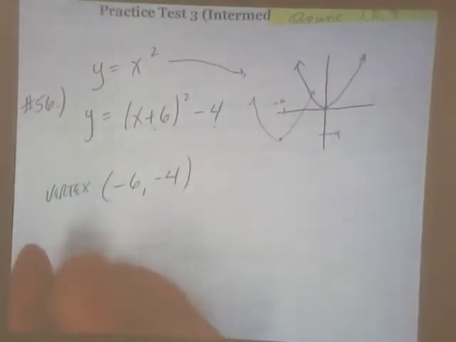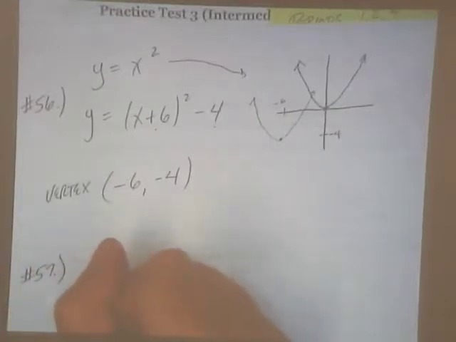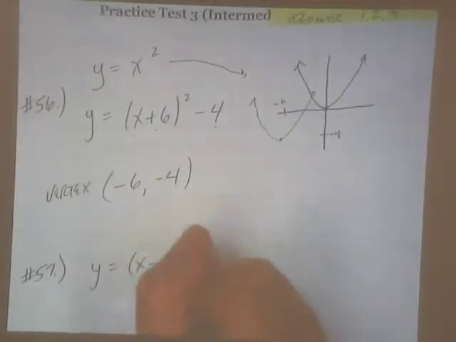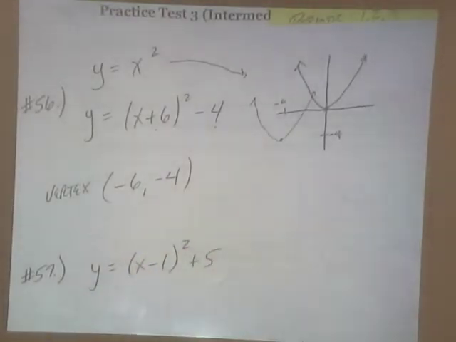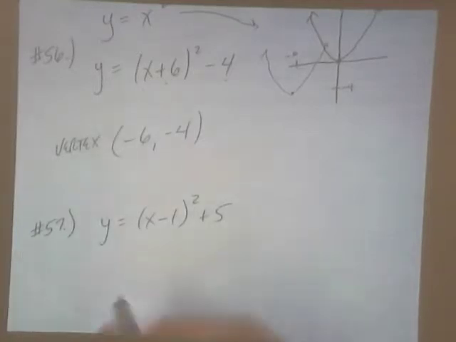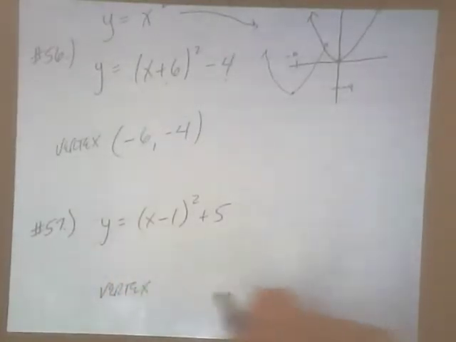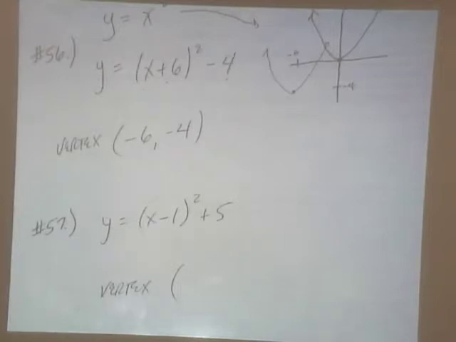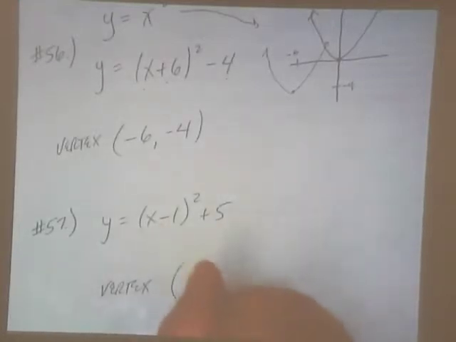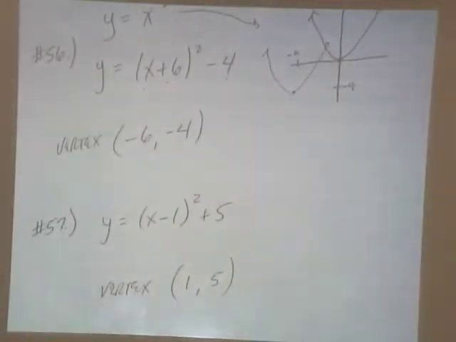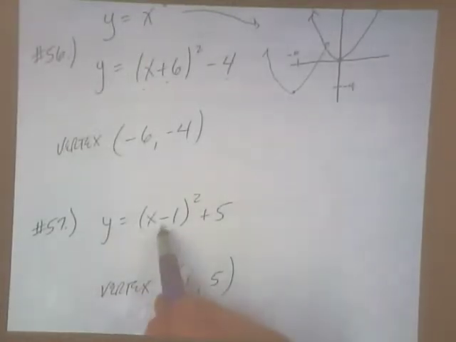Alright? Number 57. Vertex for y equals (x minus 1) squared plus 5. What's the vertex? So you can go down, go 5. Go down 1, go left 5. Nope, you got it. You switched it. Up one. It's the opposite of this, because x is lying to you, and then it is this number. There's the new vertex. You go right 1 and up 5.